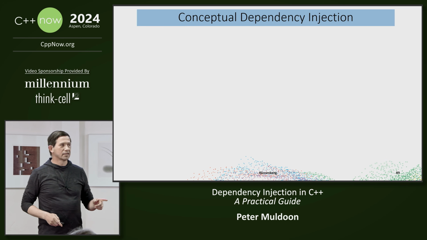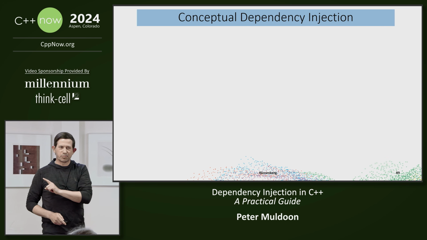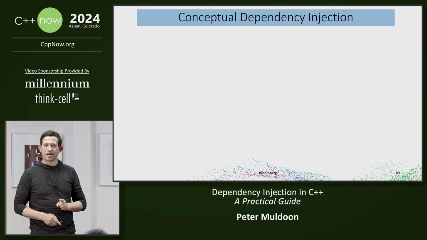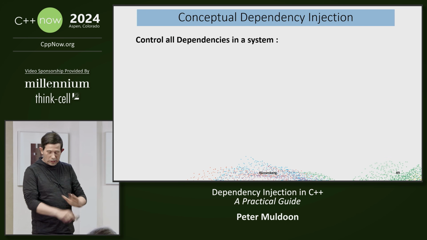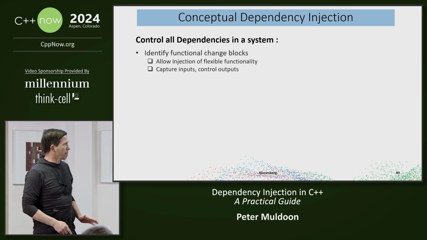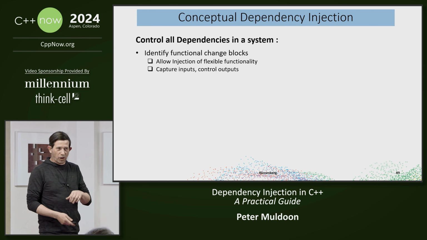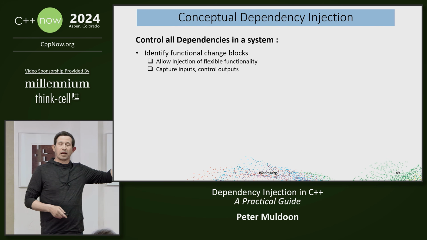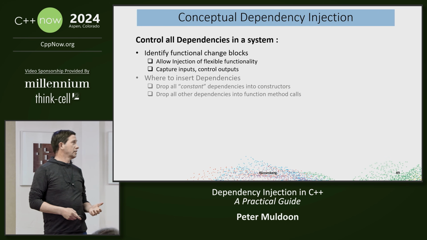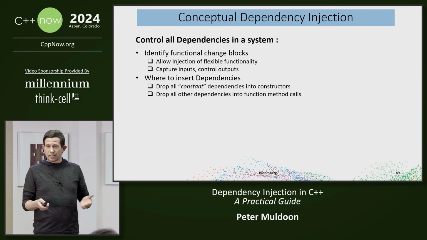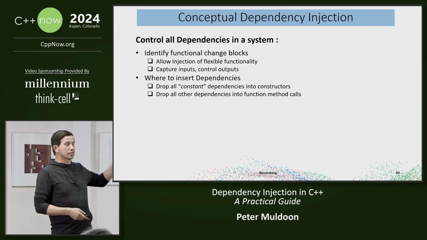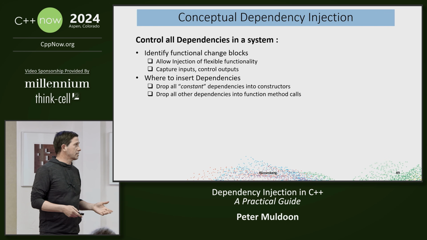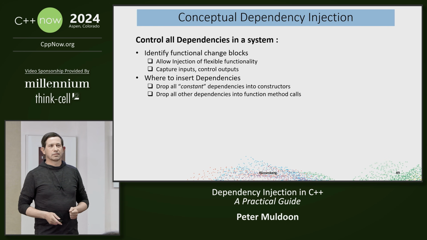Anyone else? All right, so let's talk about conceptual dependency injection. Which people are very good at. That's not that hard. Right? All I say is I'm going to control all the dependencies in my system. And it's really easy. I just identify the components that I want to be able to change, right? So I'll be able to capture the inputs and control the outputs back when I'm testing or even different functionality. And then I just have to say, where am I going to insert these dependencies? With anything that's constant, right? Just put them in the constructor and drop all other dependencies into function method calls. Right? That's it.